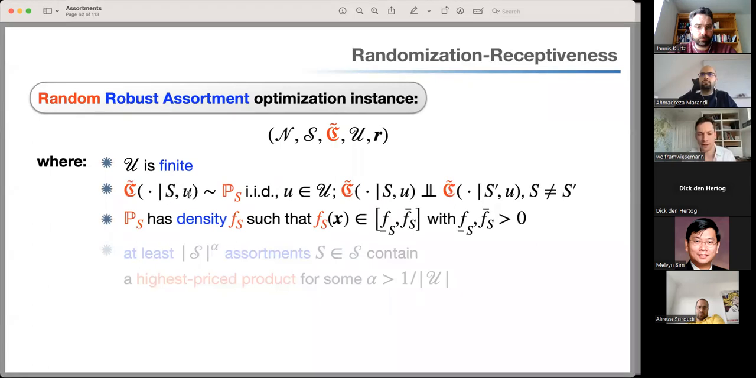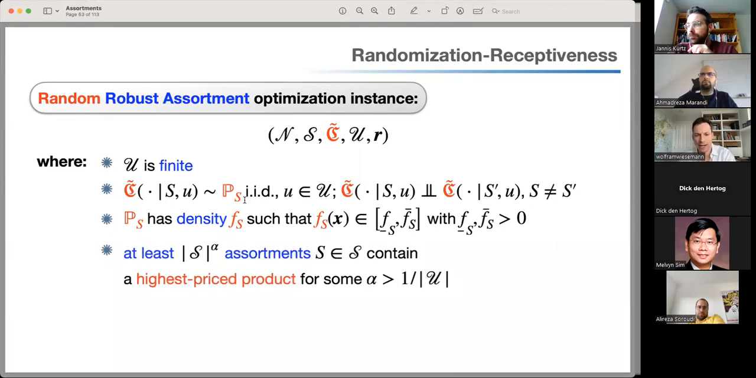So let's fix an uncertainty realization U and an assortment S. Then I pick the probability vector that corresponds to the customer choices randomly from some probability distribution that may depend on the assortment S. And I don't make any assumptions about that probability distribution P_S, other than that it has full support. What I mean by that is that any vector of choice probabilities within the probability simplex over S is principally possible.